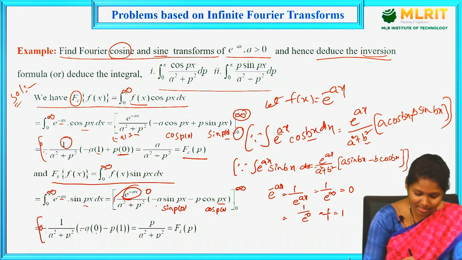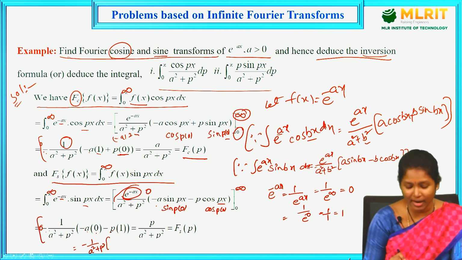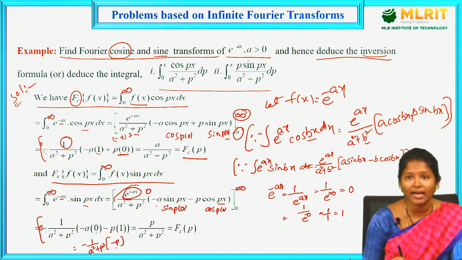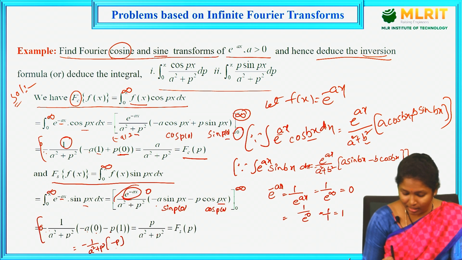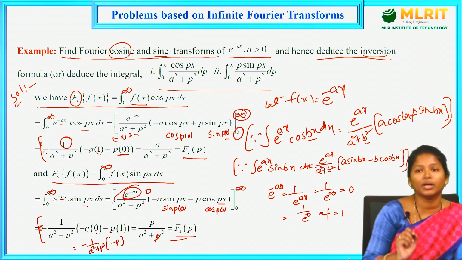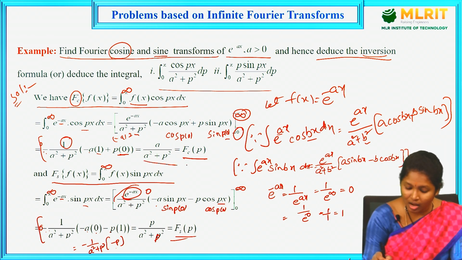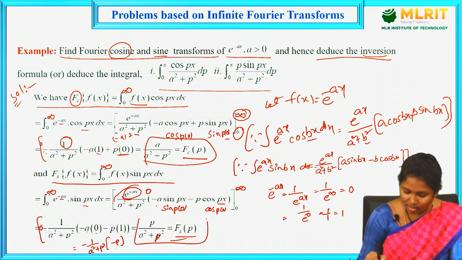Here minus into minus is plus. That means I am clearly writing here minus 1 by a square plus p square, into this term which is 0, right? So 0 minus means minus p. Minus into minus p is plus p. So p by a square plus p square. This is the infinite Fourier sine transform. So the first part we have completed, meaning we found the infinite Fourier cosine transform and the infinite Fourier sine transform.